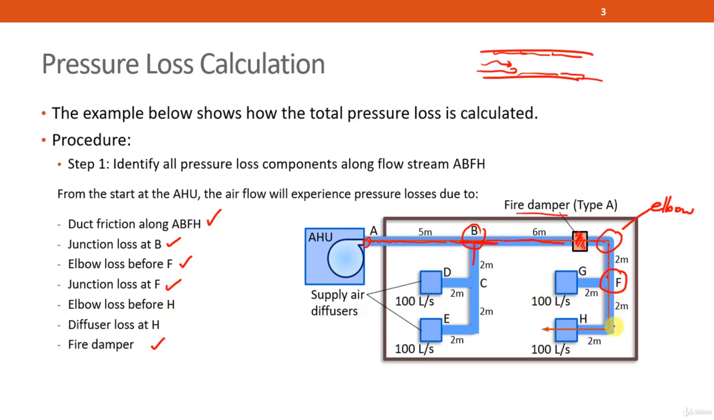And there will be another elbow before it reaches the point H. So this is elbow loss before H. And finally, the diffuser will also have some pressure loss. So diffuser loss at H. So all in all, there are around seven pressure losses that you need to calculate before you add them up together.